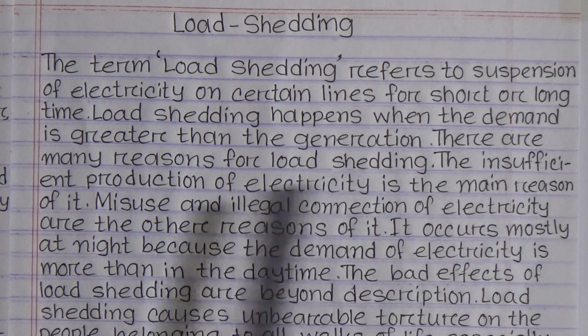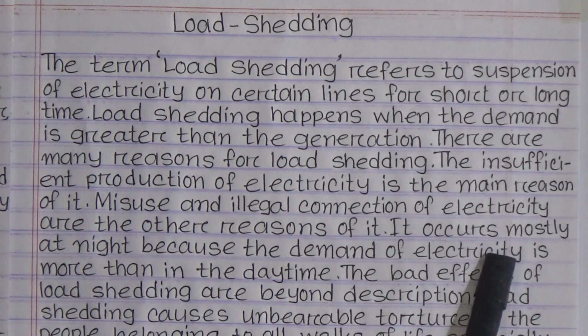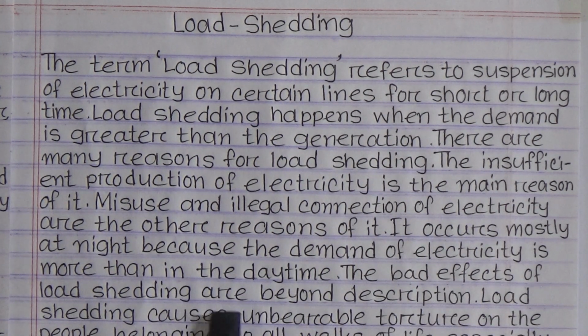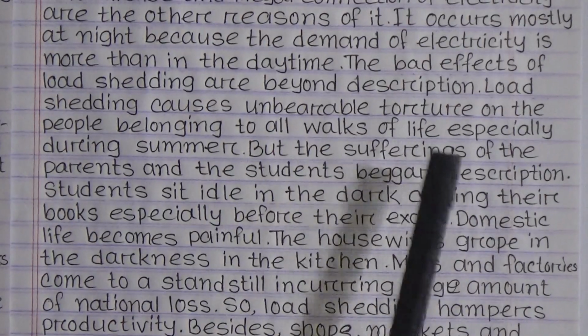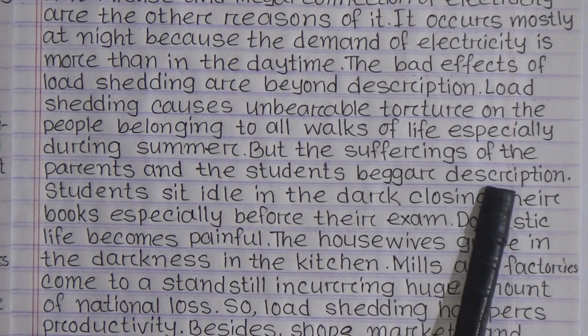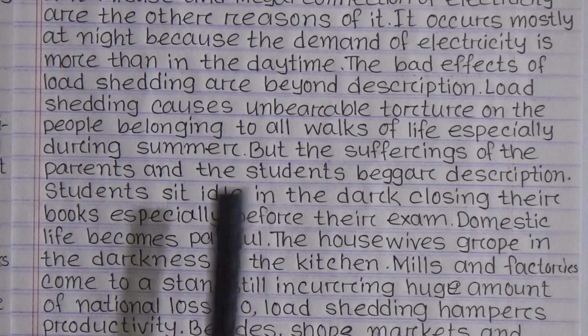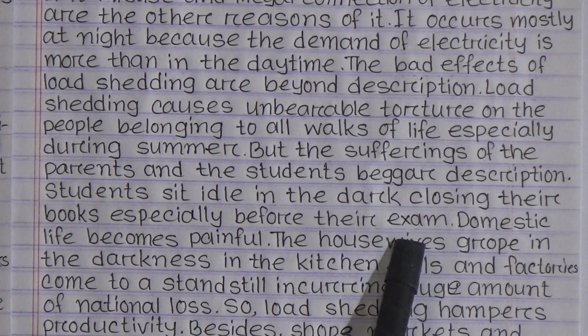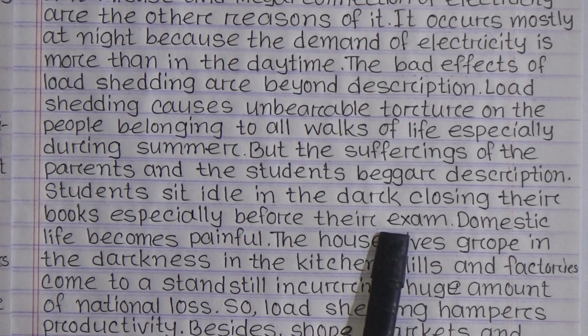Misuse and illegal connection of electricity are the other reasons of it. It occurs mostly at night because the demand for electricity is more than in the daytime. The bad effects of load shedding are beyond description. Load shedding causes unbearable torture on people belonging to all walks of life, especially during summer. So in the time of summer, people suffer much more than at other times. The sufferings of the parents and the students are beyond description. Students sit idle in the dark, closing their books, especially before their exam. So when it is exam time, parents are worried about their daughters or sons because students sit idly in the dark.